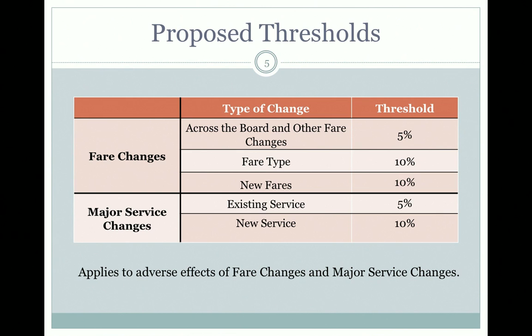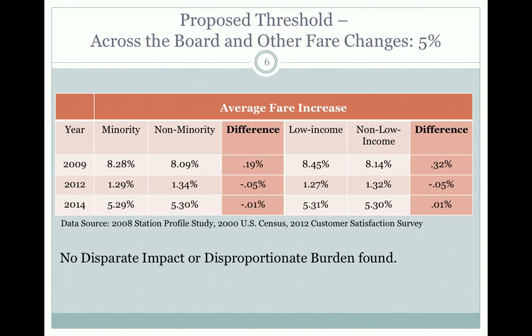Now, Seema will provide examples of how these thresholds will be applied to BART's major service and fare change equity analysis. The first example we will discuss is for an across-the-board fare change. This chart shows an example using historical data of past fare changes at BART. In 2009, the average fare increase for riders who reported themselves as minority was 8.28%. The average fare increase for riders who reported themselves as non-minority was 8.09%. This is a difference of 0.19%. The threshold provides a clear defining line to evaluate when we have a disparate impact or disproportionate burden on protected populations.